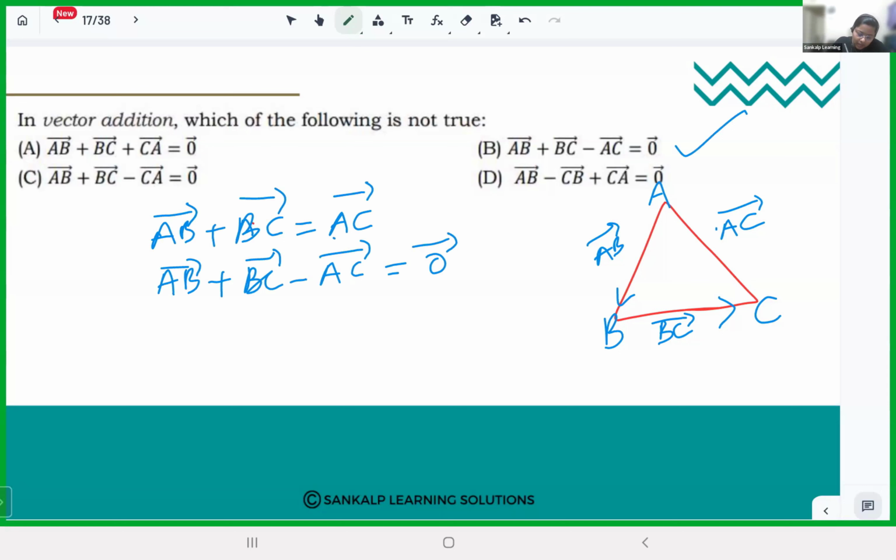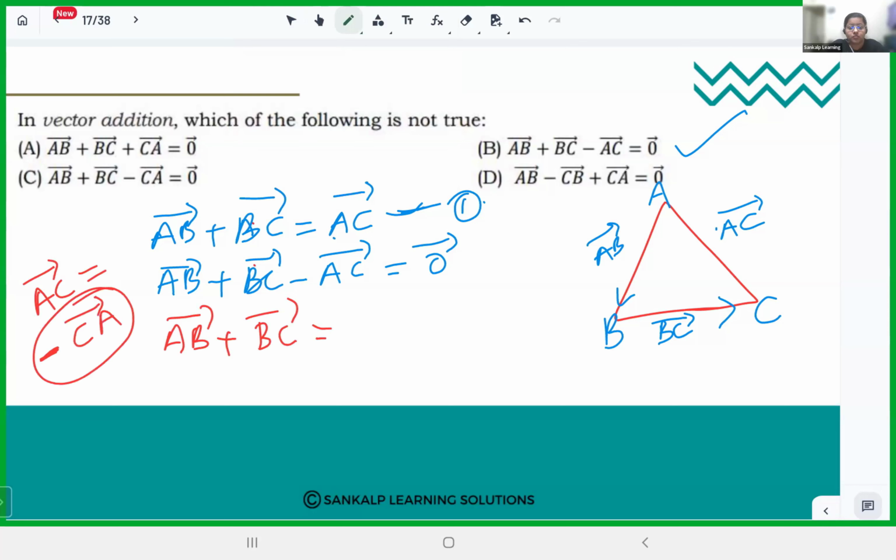Now you consider the first one itself, okay? Instead of AC, I'm going to write minus CA. Is that true? We can write like that, isn't it? AB plus BC is equal to, and we know vector AC can be written as negative of vector CA, isn't it? Vector AC and CA have the same magnitude. What is the difference between AC and CA?